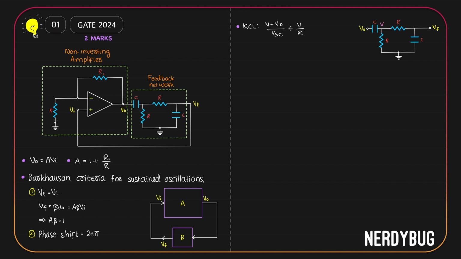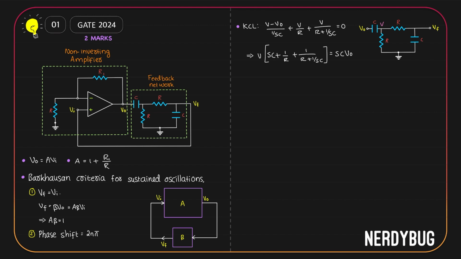Now there is one more current flowing through R and then through C to the ground. The series combination of R and C has a potential V over here and 0 over here. So this current will be V minus 0 divided by R plus 1 by SC. According to Kirchhoff's current law, the sum should be equal to 0. Now, rearranging this equation, we can write it this way. V multiplied by SC plus 1 by R plus 1 by R plus 1 by SC is equal to SC VO.